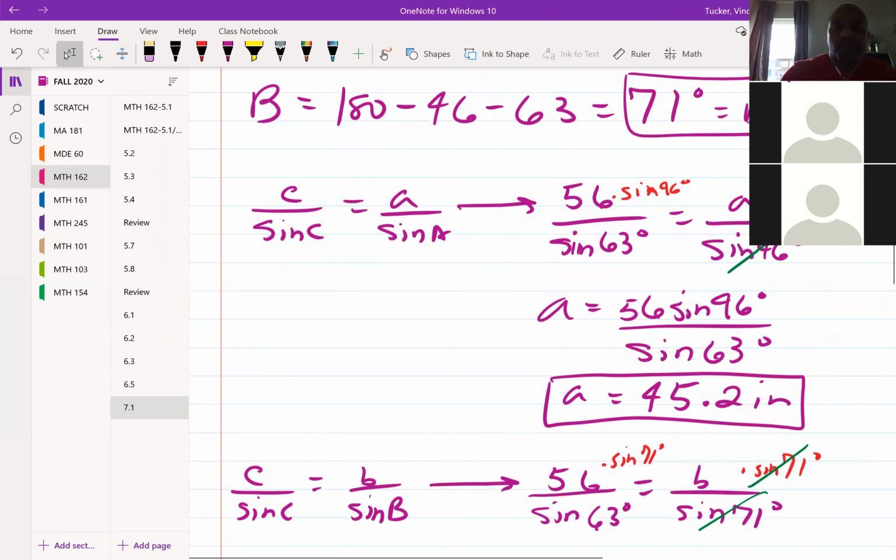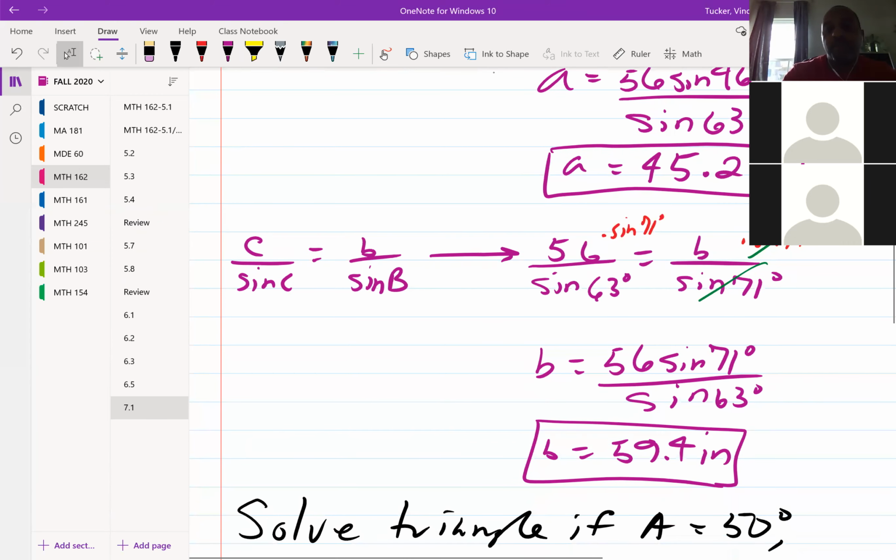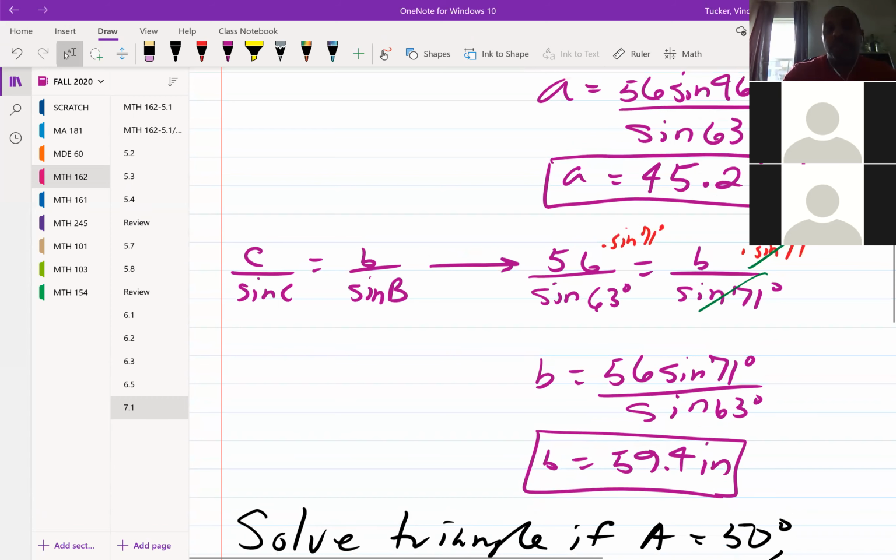Then we can use that same relationship of c over sine of C equal to b over sine of B. Set it up properly and substitute your numbers accordingly. That'll give you b is equal to 56 sine 71 degrees over sine of 63 degrees once you multiply both sides by sine of 71 degrees, and that'll give you 59.4 for lowercase b. Those are your three missing pieces.